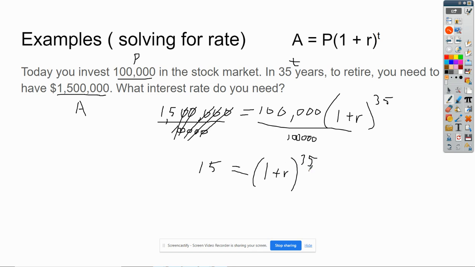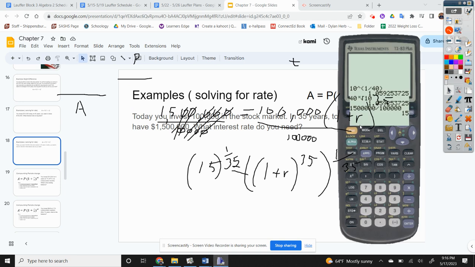Okay, then to get rid of the 35, we can do the 1/35th power on both sides. All right, it doesn't matter to me that you know what 1/35th power even means. Just be able to type it in the calculator. So we're going to take this left side, do 15 to the 1/35th power. 15 to the 1/35th, like that. 1.080. Doesn't round up. 1.080.